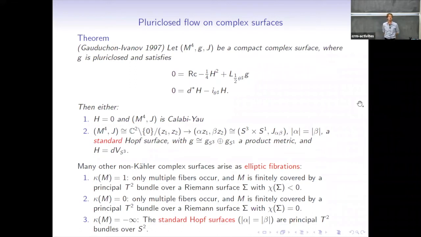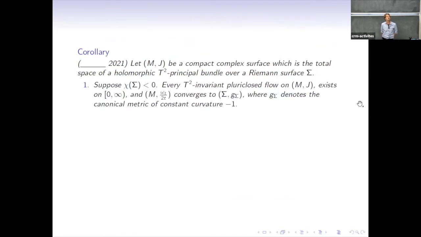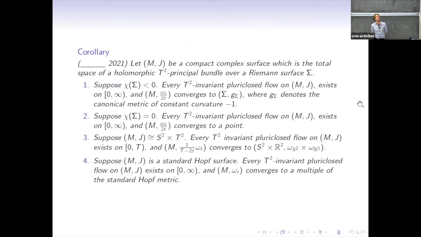So after you pass to the cover, you could actually take it to be S1 times the 3-manifold. That is also true. So the upshot is that at least for invariant metrics, this theorem that I mentioned for 3-manifolds in fact immediately has a corollary for complex surfaces. So let me bring it all on the screen right now. These are basically the same 4 cases as before.